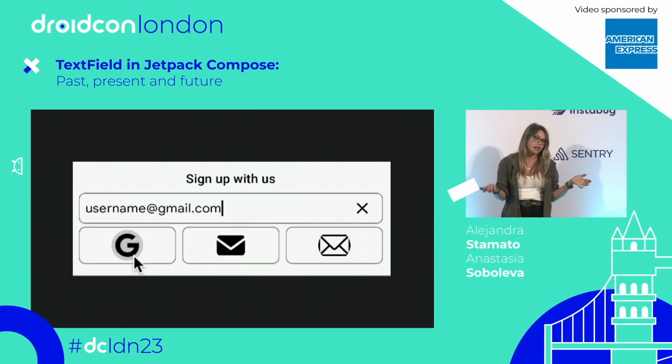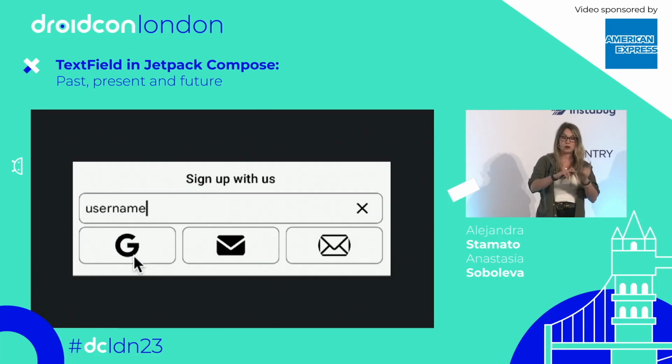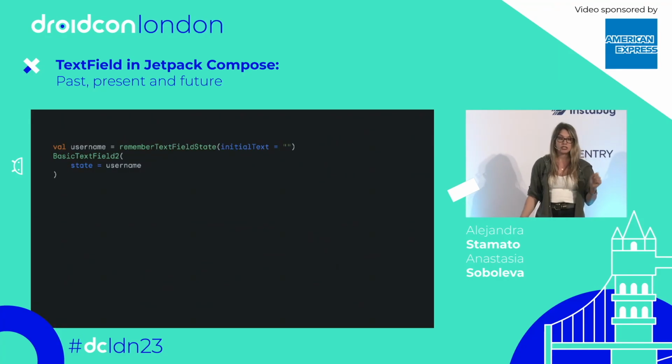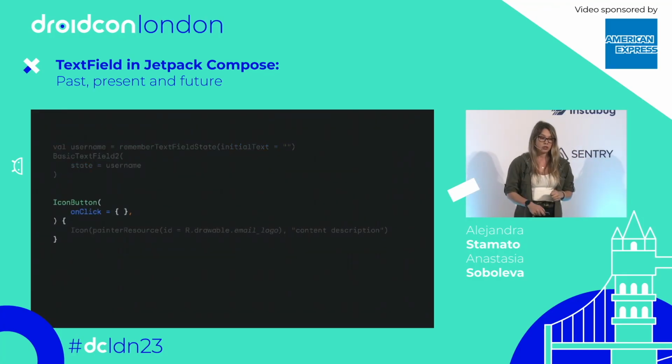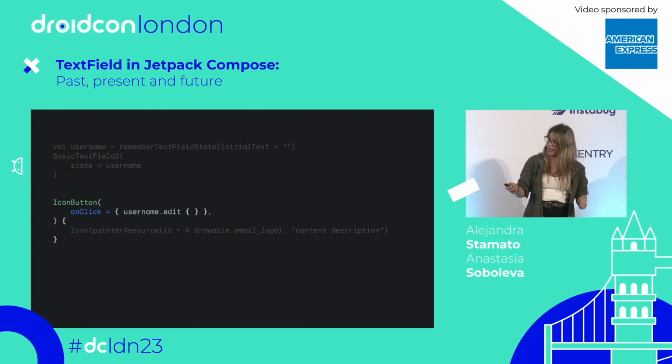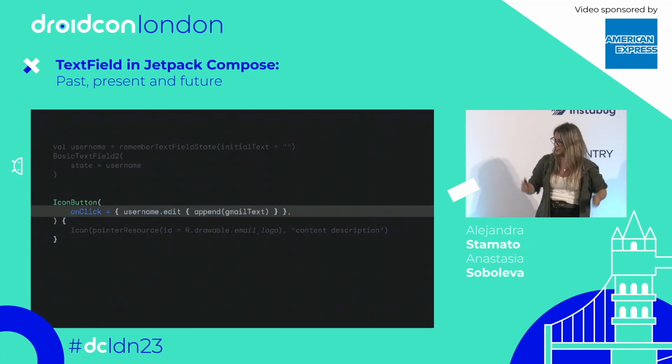Another example, if your username is an email, maybe you can have some buttons to append the email provider there, for example, @gmail.com. You would define your state and your BasicTextField, and maybe in a button, on click you would call your state.edit again, and then call append with a certain text.